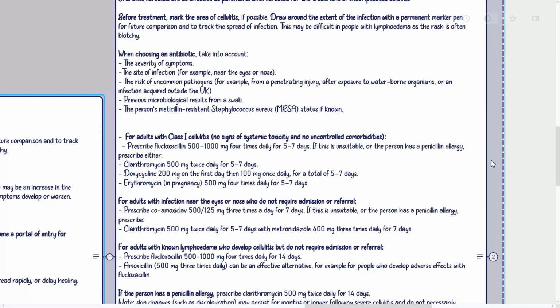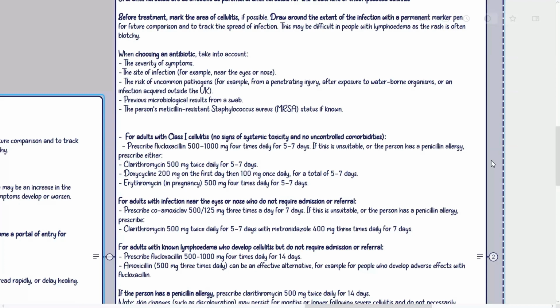For adults with class 1 cellulitis, no signs of systemic toxicity, and no uncontrolled comorbidities, prescribe flucloxacillin 500 milligrams 4 times daily for 5 or 7 days. If this is unsuitable, or the person has a penicillin allergy, prescribe either clarithromycin 500 milligrams twice daily for 5 or 7 days, doxycycline 200 milligrams on the first day, then 100 milligrams once daily, for a total of 5 or 7 days. Erythromycin in pregnancy: 500 milligrams 4 times daily for 5 or 7 days.